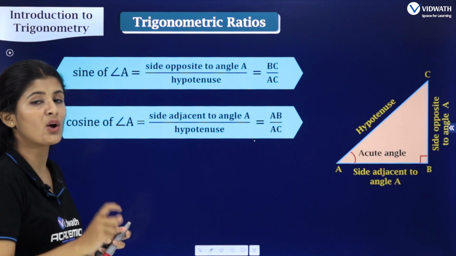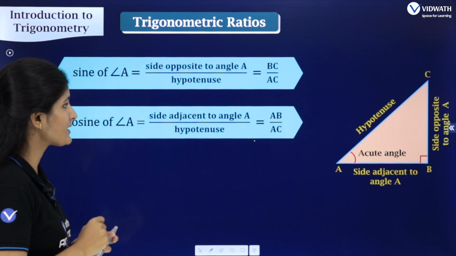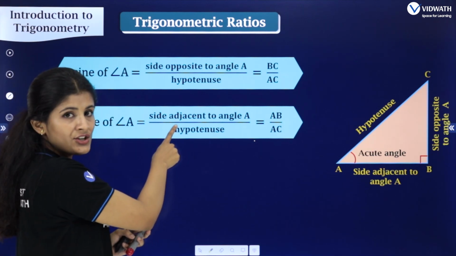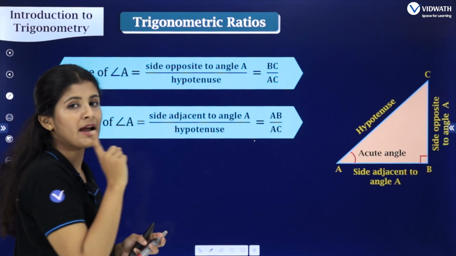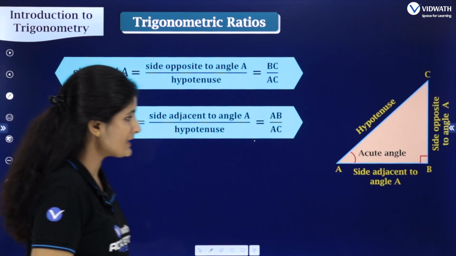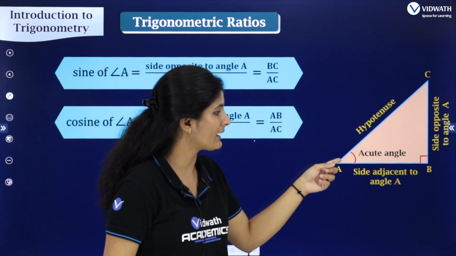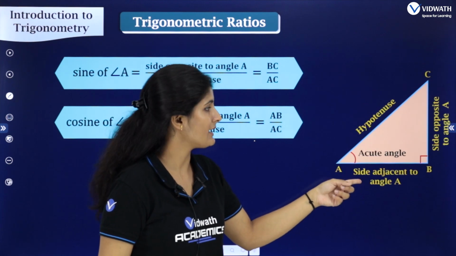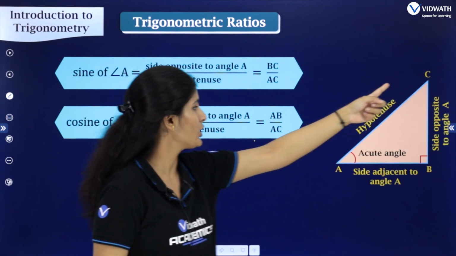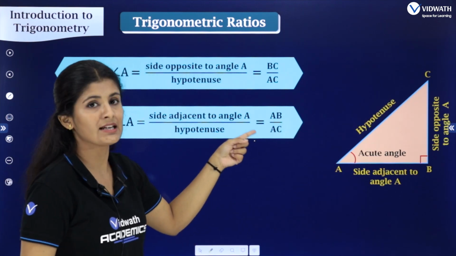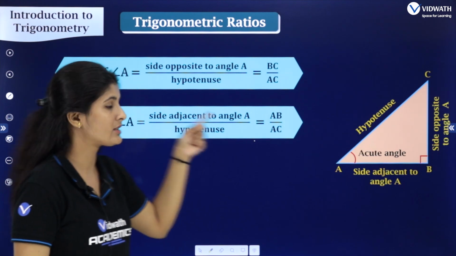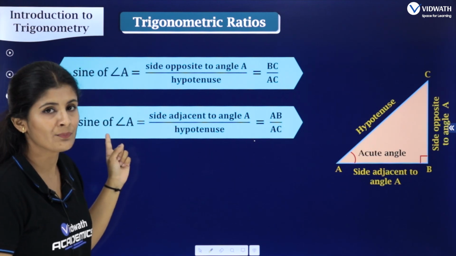Cosine of angle A is also a ratio given to us by the side adjacent to angle A divided by the hypotenuse. In this case, the side adjacent to angle A is AB and the hypotenuse is AC. So, AB by AC is a ratio which gives us the cosine of angle A.